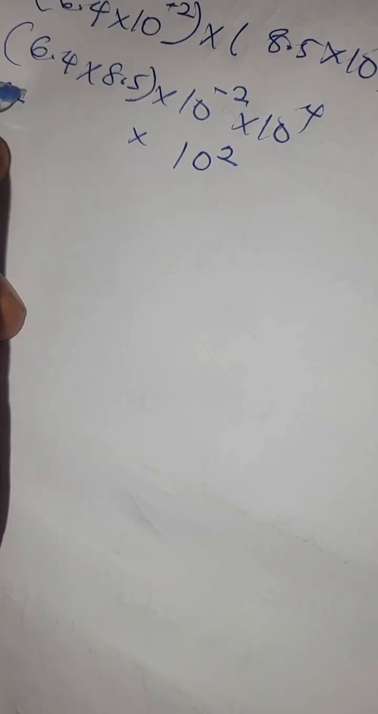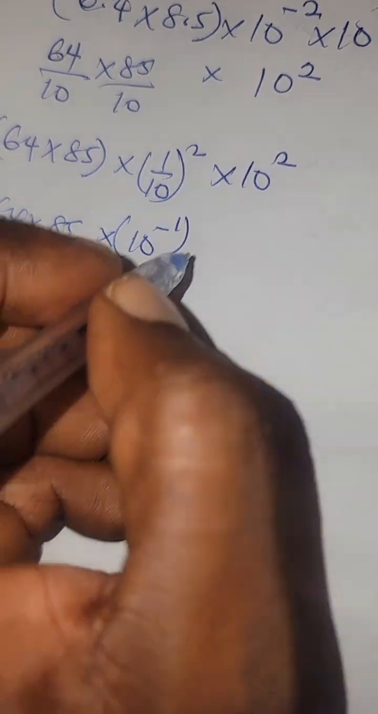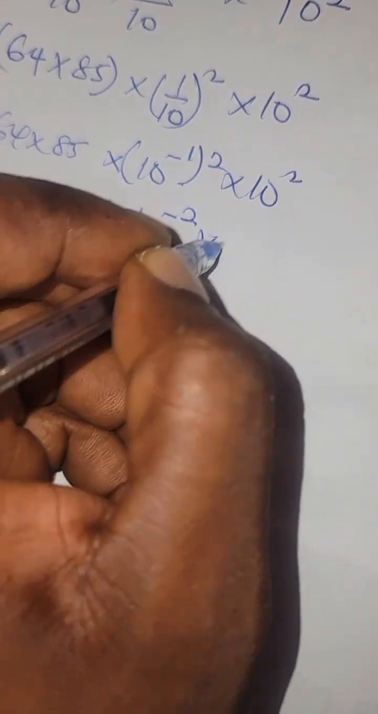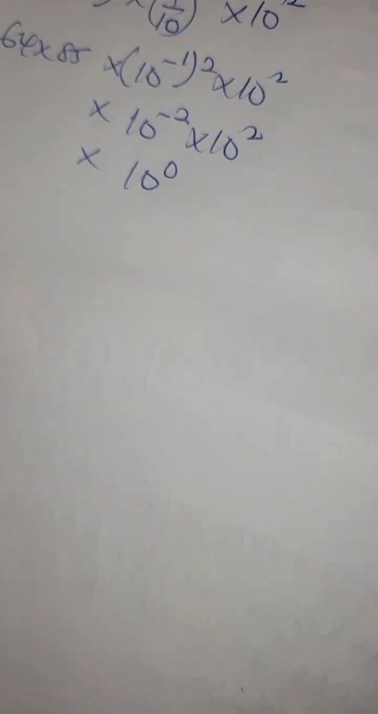So I'm going to solve 6.4, that's 64 out of 10, 85 out of 10. So that would mean you have 64 times 85 times 1 out of 10 squared. Okay, so 1 out of 10 squared is 10 index negative 1 squared times 10 squared. So that is 10 exponent negative 2 times 10 exponent 2. And keep the base, add the exponent, that will be 0. So you now have 64 times 85.